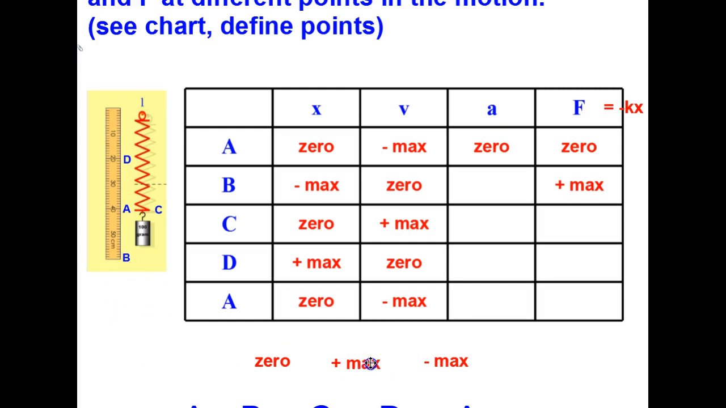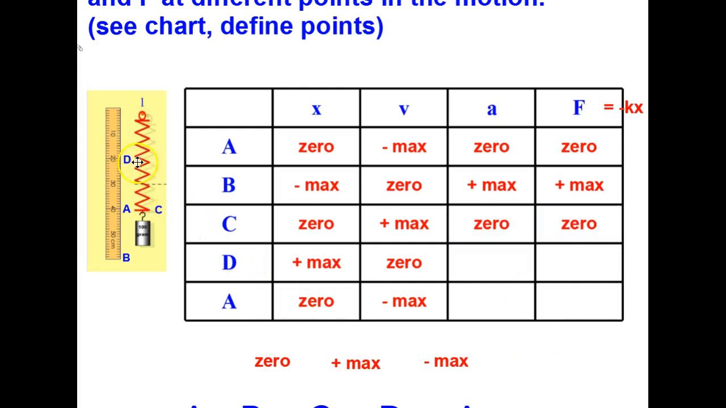Now likewise, again, Newton's second law, F equals ma, says that acceleration has to be directly proportional to and in the same direction as that force. So our acceleration also has a positive maximum value. At point C, we're back to equilibrium. No displacement, therefore no force, therefore no acceleration.